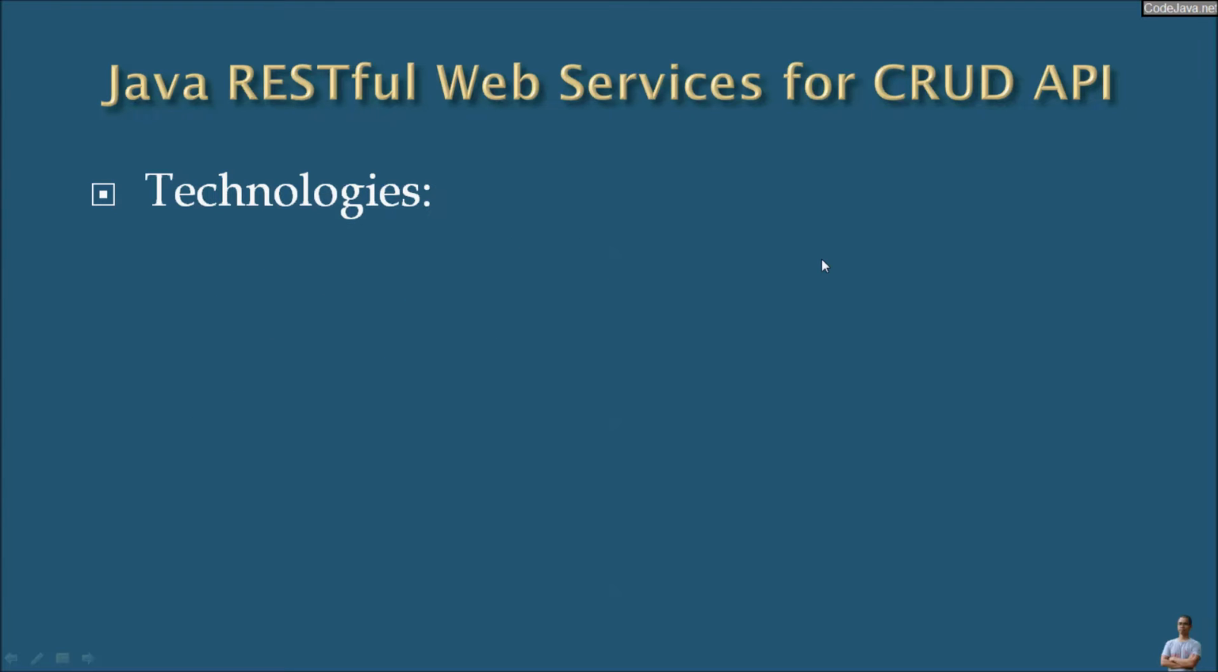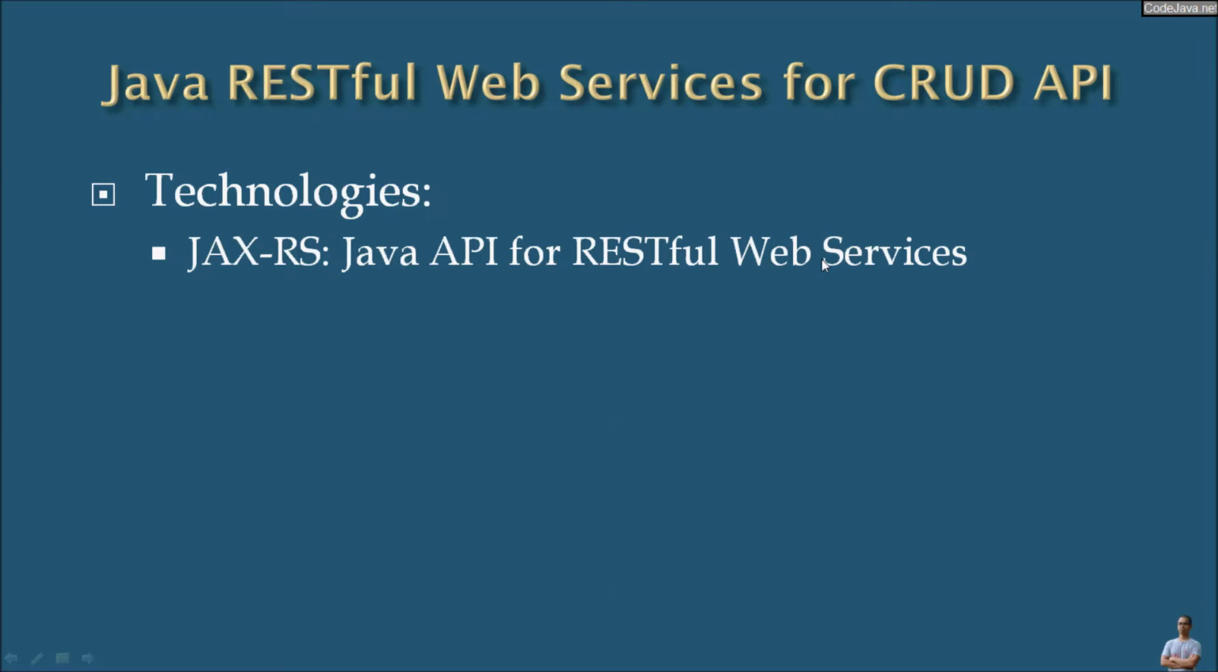And let's review the key technologies which are used in the project we are going to code. First is JAX-RS, Java API for RESTful Web Services. This is a specification for implementing RESTful Web Services in the Java programming language. And Jersey is an open source REST framework for building RESTful Web Services applications. Jersey is an implementation of JAX-RS.